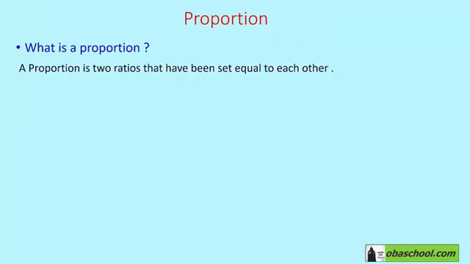First of all, what is a proportion? A proportion is two ratios that have been set equal to each other. So, it is two things that are equal to each other but do not look the same. For example, 1 over 2 is equal to 5 over 10. And that is what we call a proportion, since 1 over 2 represents half and 5 over 10 represents half.